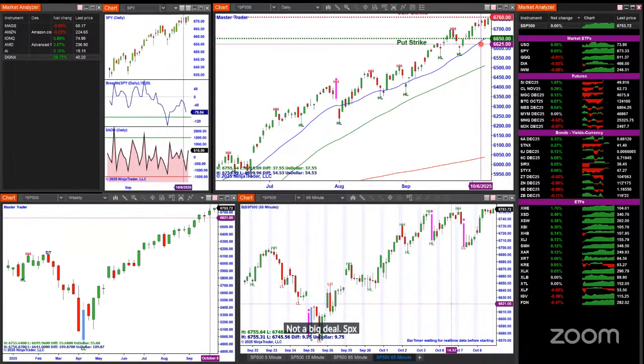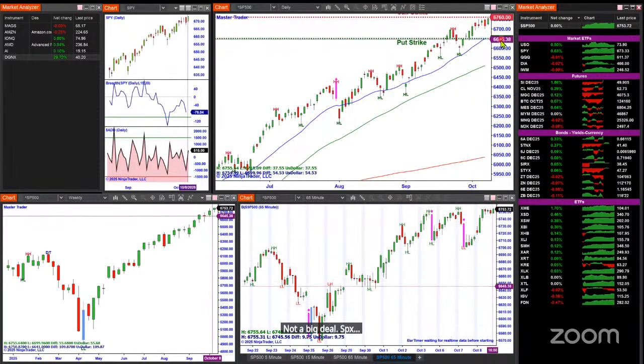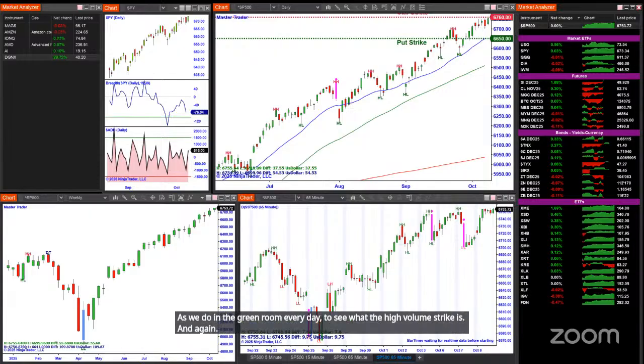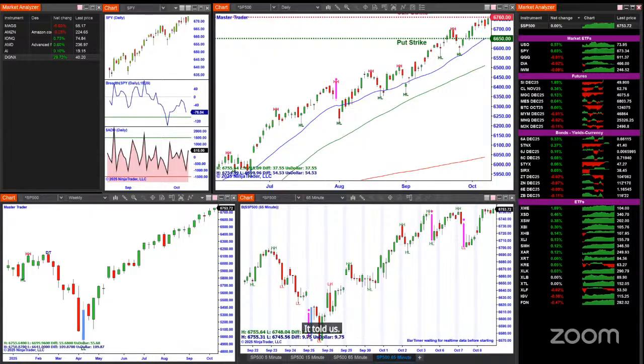SPX, and just barely held. So yesterday, watch your option quotes, as we do in the green room every day, to see what the high volume strike is. And again, it told us, give or take a few points, where the high should be. And it was 67.50 was the high volume strike. So no correction signal yet? No, Jose, no correction signal yet.